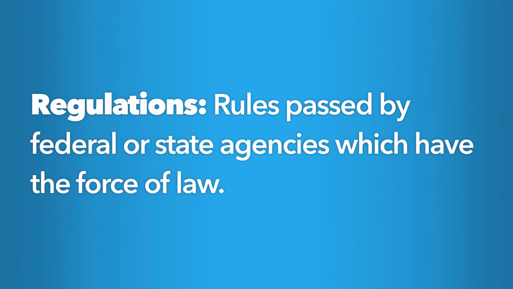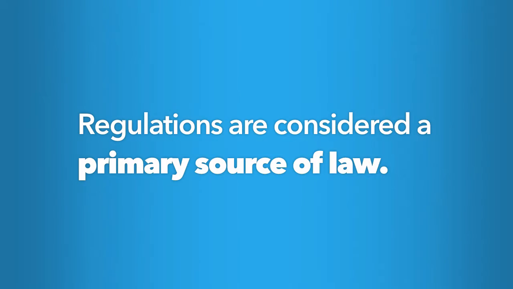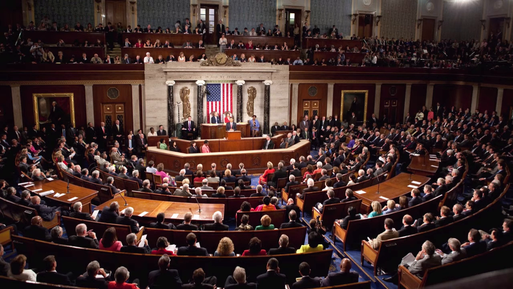Regulations are rules that are passed by federal or state agencies which have the force of law. Legislatures delegate authority to agencies to create and pass regulations. These regulations have the same authority as statutes and are considered a primary source of law. When a law is passed by Congress, if it requires very detailed rules to implement, Congress will delegate its authority to a federal agency that has expertise in the area.